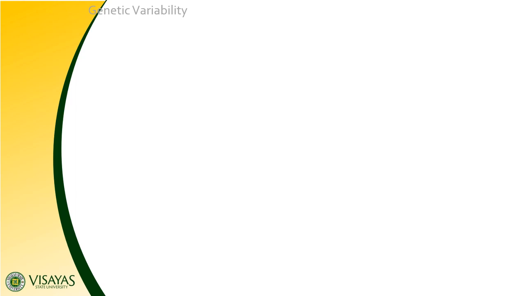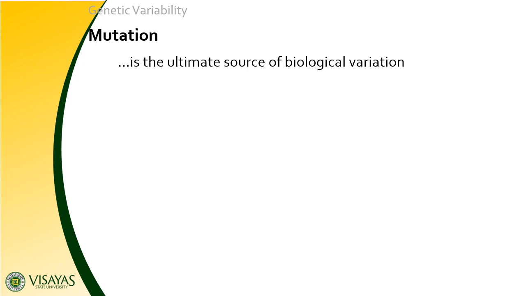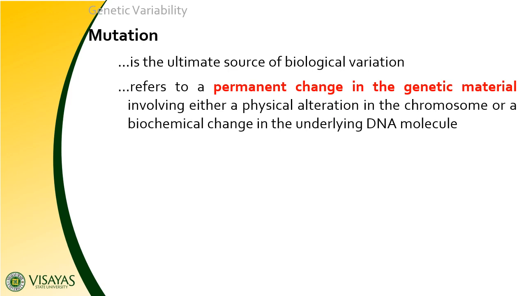Aside from recombination as a source of genetic variability, you have other sources of genetic variability. Number one, mutation. This is the ultimate source of biological variation. This refers to permanent changes in the genetic material involving either a physical alteration in the chromosome or biochemical changes in the underlying DNA molecule.